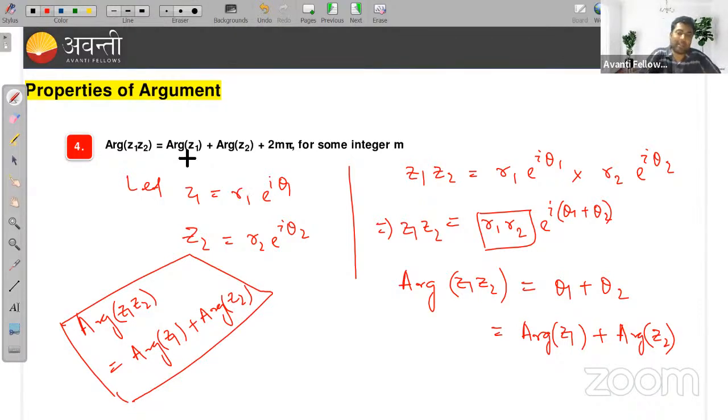You can ask now, sir, why are we adding this 2m pi? There is a reason. That's why we are adding 2m pi. What is the reason? Can anyone say why we are adding 2m pi? Because we know argument is, now you can say, argument is a multi-valued function.